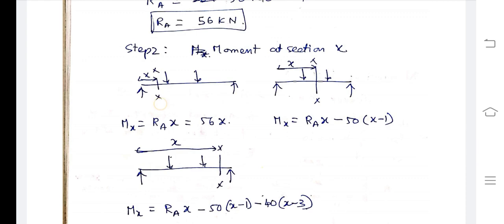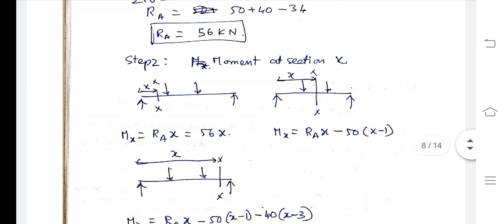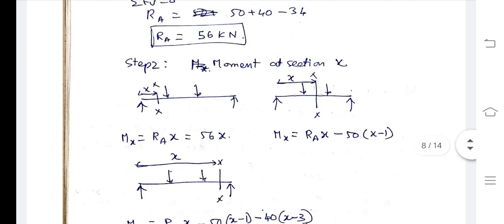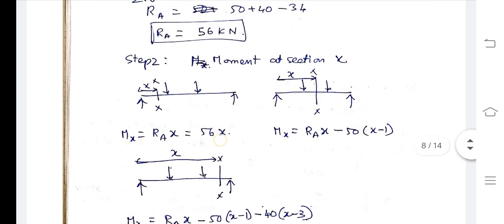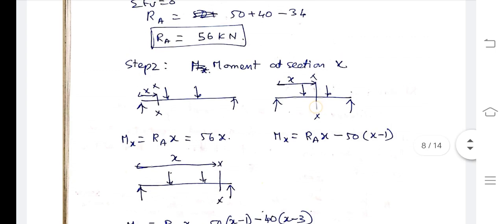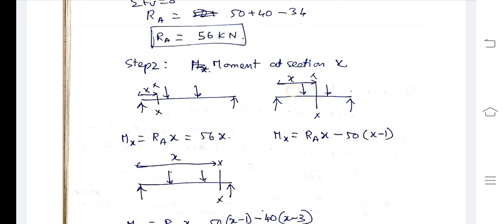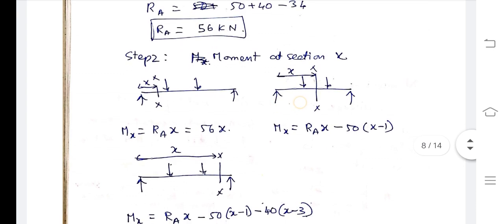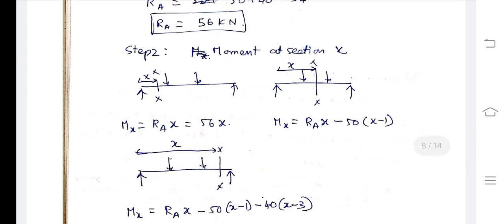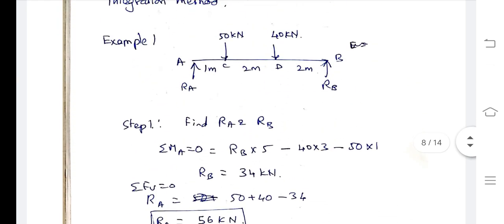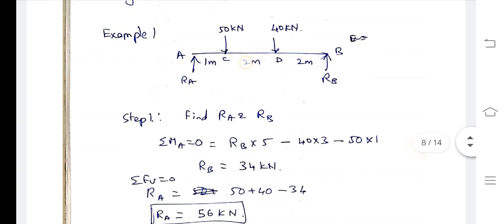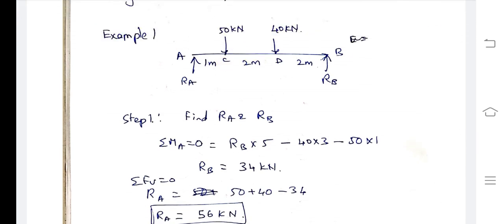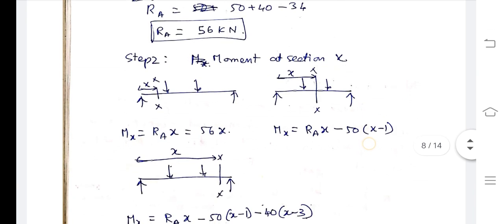So MX: the first section is between A and C, in the first segment. What will be the moment? RA into X, where the section is at a distance of X from the left support. So the first moment is RA into X, that is 56X. For the second moment, at the middle section, you have to use the same X, not X1 and X2, the same X value. Now the moment is RA into X minus 50 into X minus 1, where 50 is in kilonewton. Here the section is at a distance X from A. A to C is 1 meter, so X minus 1 meter is the distance between C and the section.